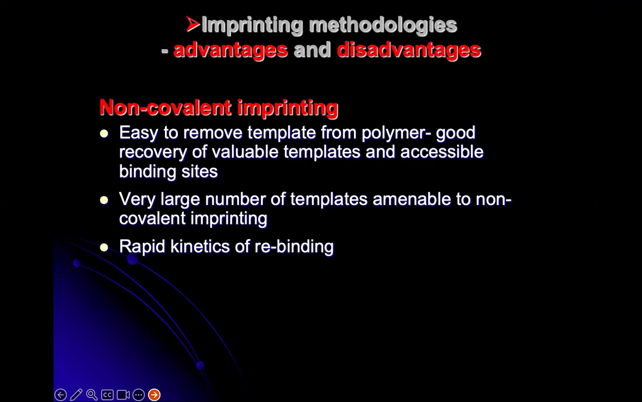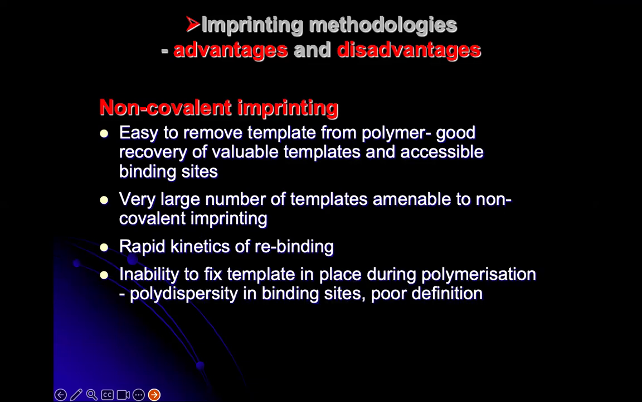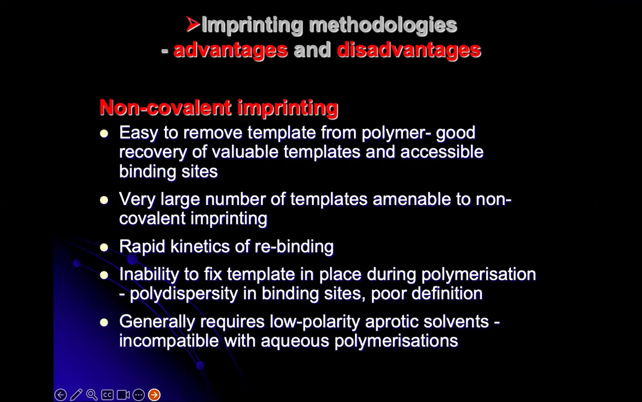Rapid kinetic, okay, for rebinding of the template. Inability to fix template in place during polymerization. Of course, because when we talk about hydrogen bond, interaction of positive and negative charge is not that strong, but then, yeah, it's still useful. Generally requires low polarity aprotic solvents. Okay, that's the biggest issue.